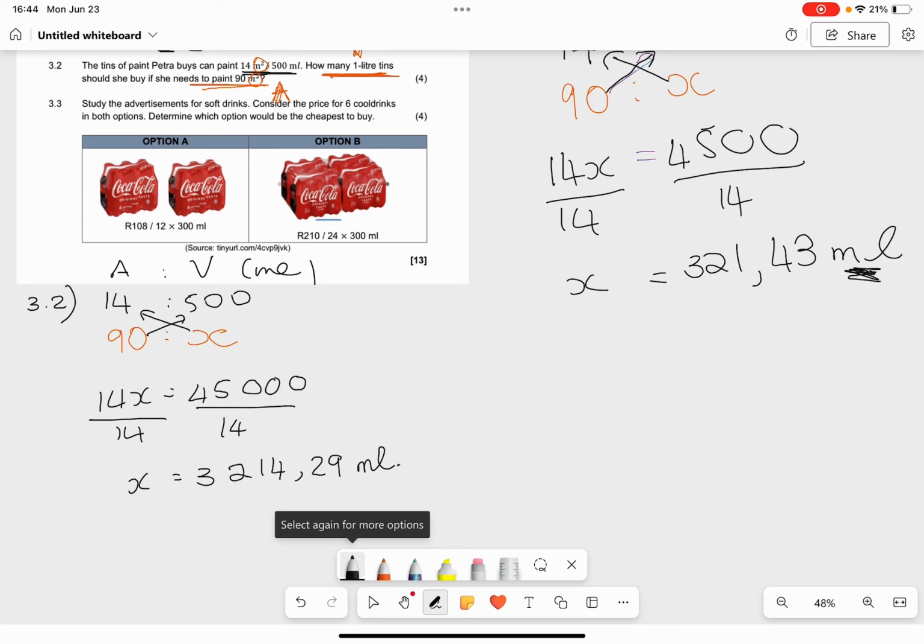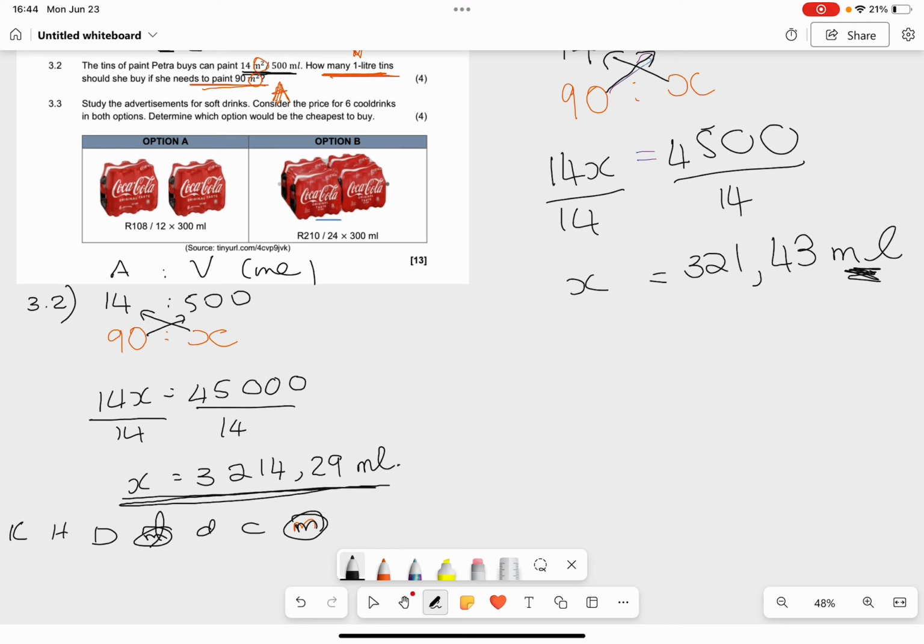Now, that's not the question they asked us. Remember, with these story type questions, you need to make sure that what you are writing as your answer is related to what they asked you as a question. They said, how many 1 liter tins? First of all, how many liters is this? If you go back to King Henry, you'll see that we're converting. We're converting from milliliters to the middle unit, which can be liters, grams, and meters. We're converting from here to here.